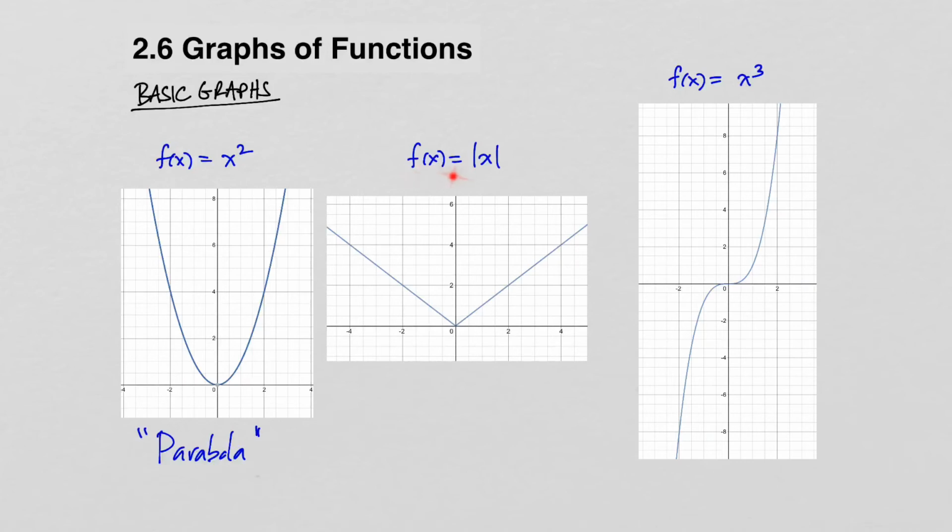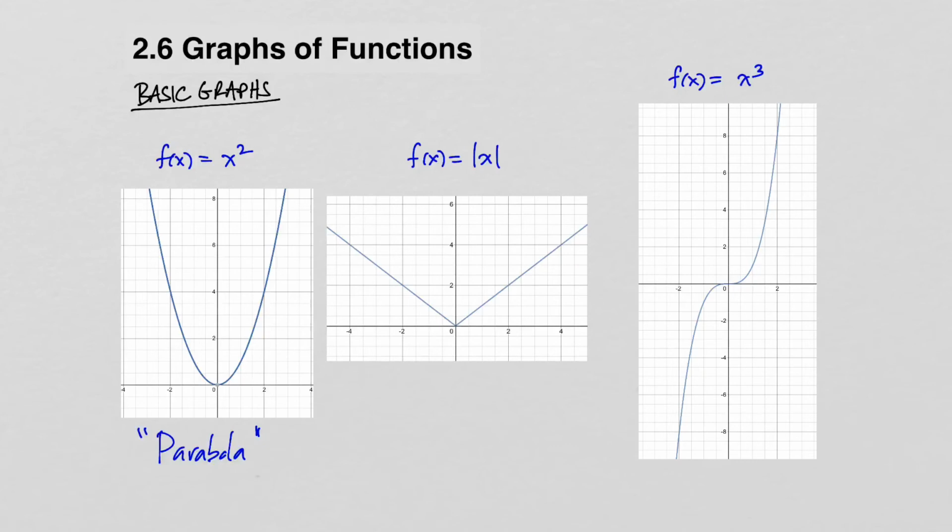Next, we have our absolute value function. F of x equals the absolute value of x. And this one gives you sort of a V-shaped function. And it's not difficult to graph. You would just plug in values of x, find values of y, and sketch the graph. And then finally, we have our cube function. F of x equals x cubed. And this is what most students call an S-shaped graph.